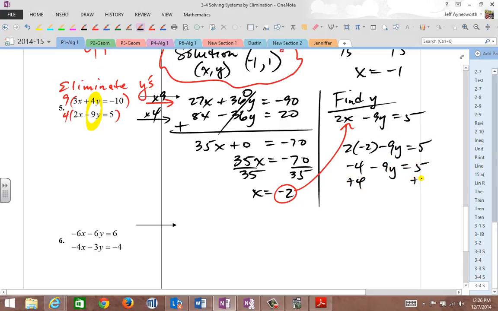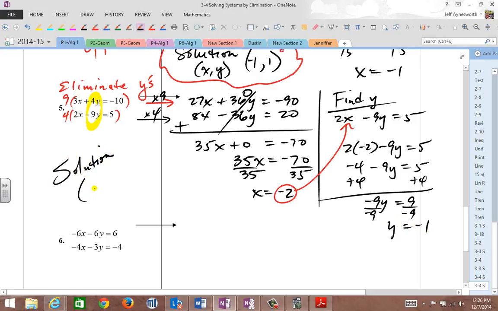Add the opposite. I get negative 9y equals 9. And since negative 9 times negative 1 equals 9, I know y is negative 1. Okay? Or you can simply divide if you want, and you can see y is negative 1. So the solution on this one is negative 2 comma negative 1. All right? And that's all there is to it.